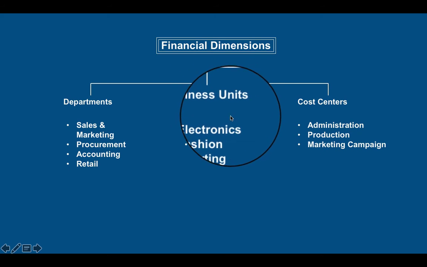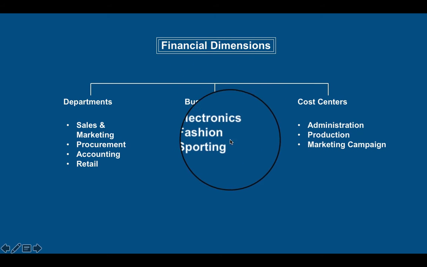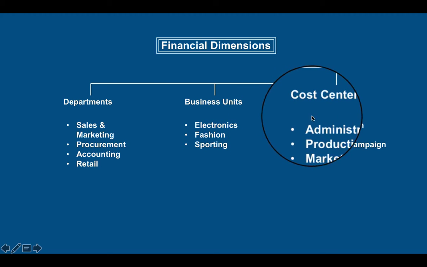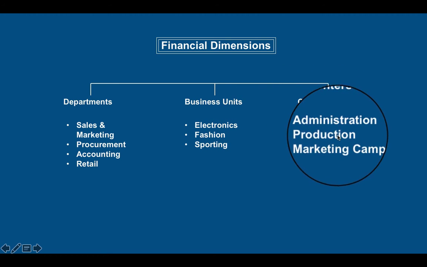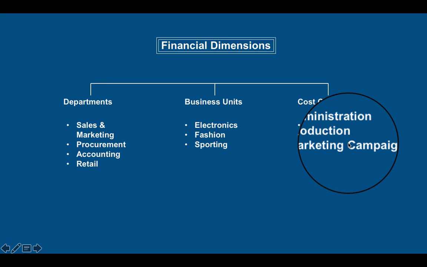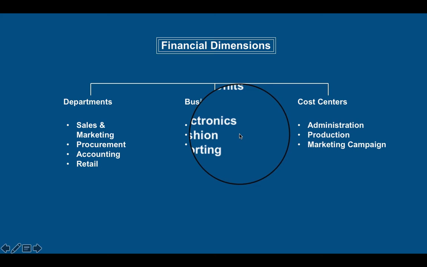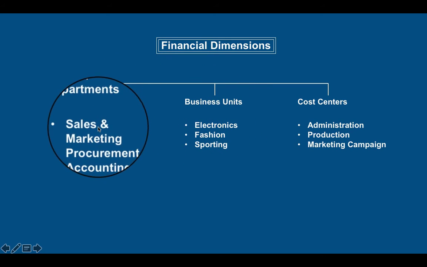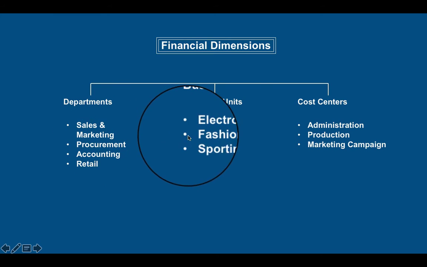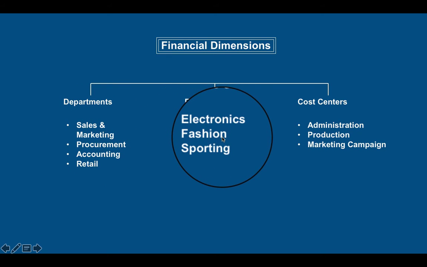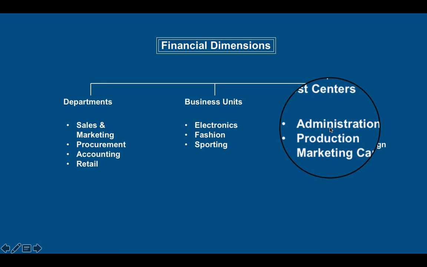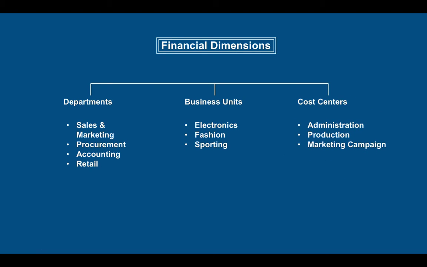In business units, we have electronics, hair, fashion, sporting as we would group our business units. And you have cost centers such as administration, production, marketing campaign. These are things that actually incur more cost depending on what your organization's process is like. So, by making use of financial dimensions majorly in reporting, you can tell which department is performing well, which business unit is making more profit, and which cost center is incurring the least cost or the highest cost.